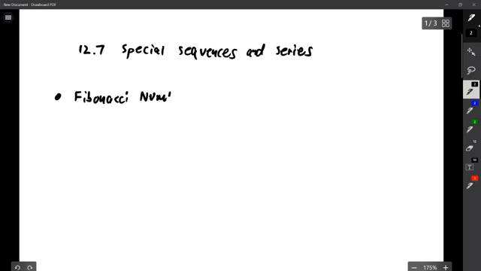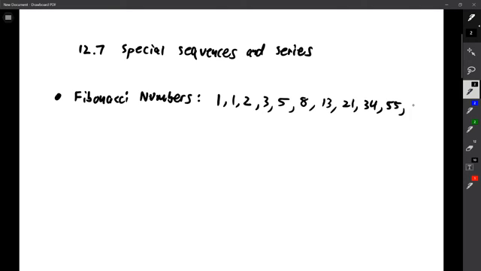Fibonacci numbers go back to, I think, the 1200s, if I recall correctly. By definition, it starts out with 1 and then 1. After that, each number is the sum of the previous two. So if we add 1 and 1, we get 2. We add 1 and 2, we get 3. 2 and 3, we get 5. 3 and 5, we get 8. 5 and 8, we get 13. 8 and 13, 21. 13 and 21, 34. 21 and 34, 55. 34 and 55, 89. And it goes on from there, but those are the Fibonacci numbers less than 100.